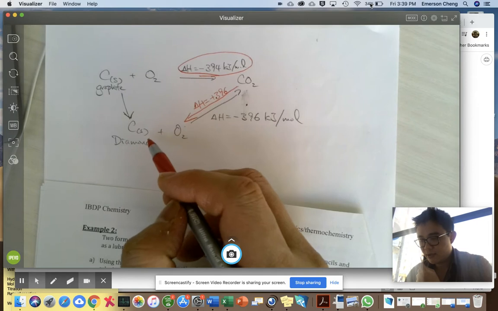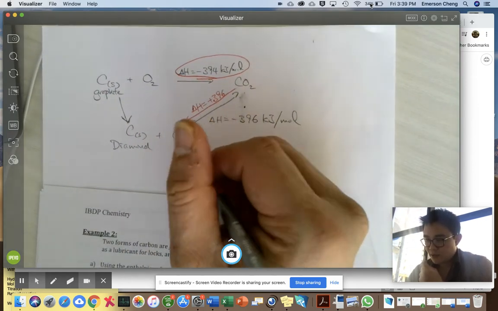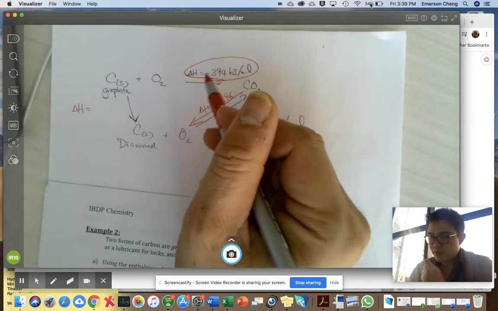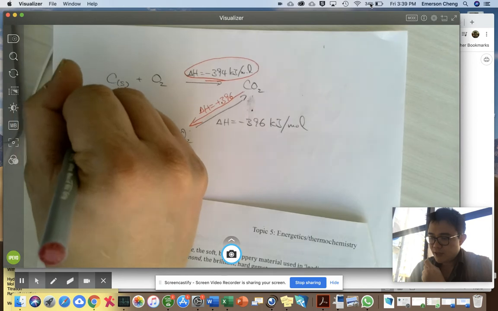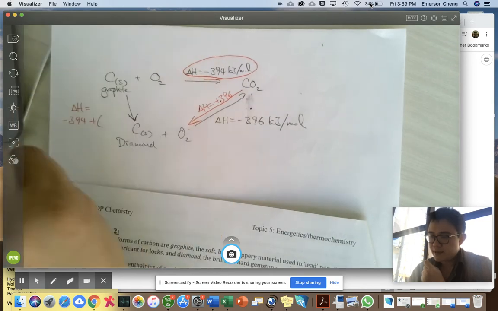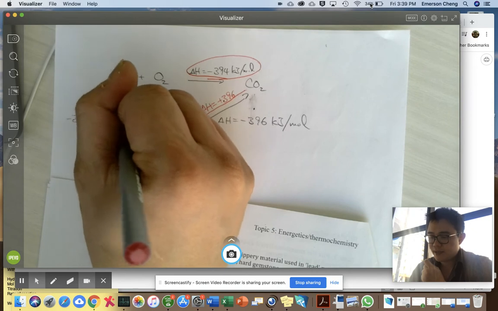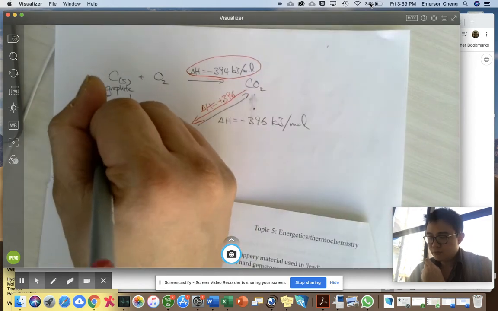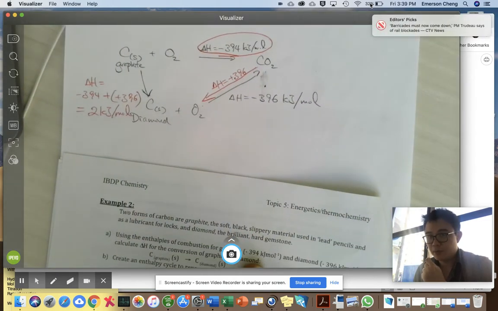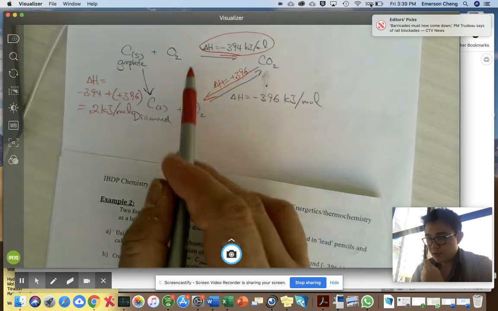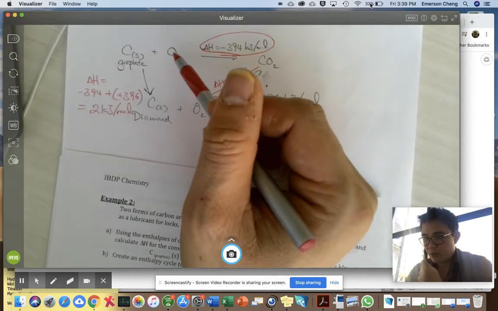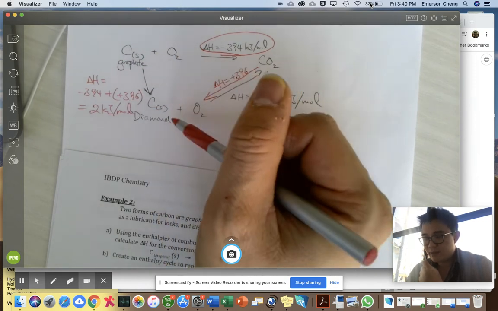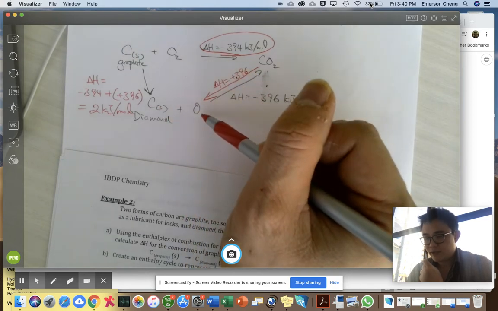So in this case, the new delta H would be minus 394 plus positive 396, which gives you 2 kilojoules per mole. Okay? So that's what happens. Now, you might wonder, hey, this is C(s) plus O2, and now it's C(s) plus O2. So what's the deal?